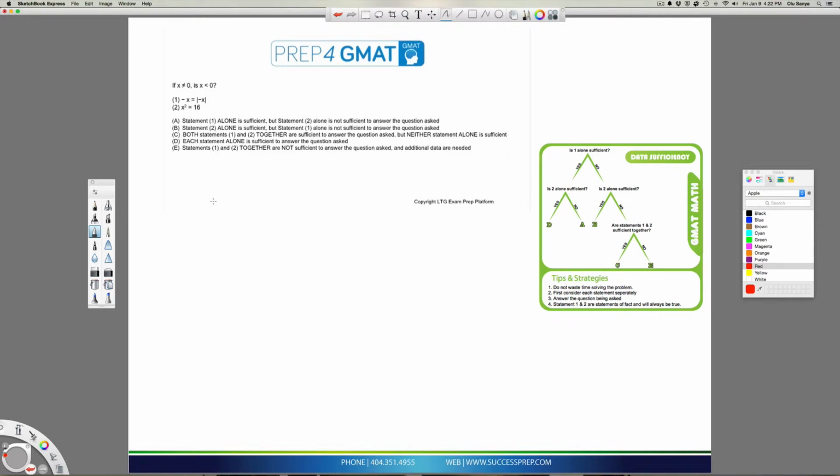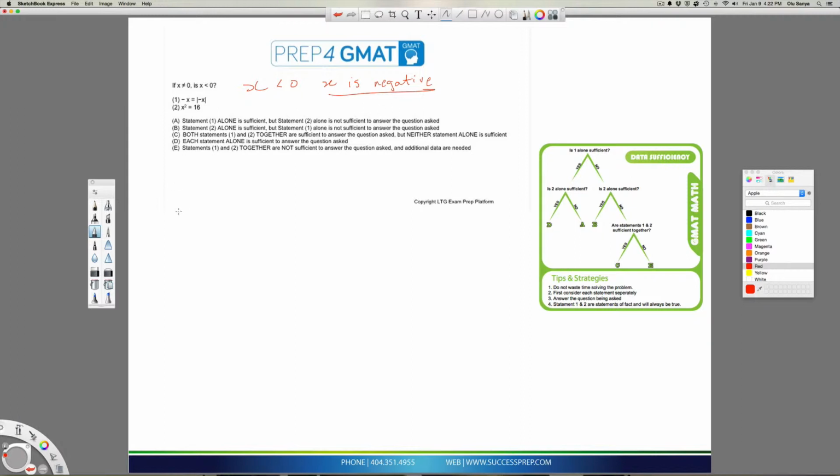Alright, for this GMAT question, we want to focus on what the question is really asking for. It says, if x is not 0, is x less than 0? In math, when it asks if something is less than 0, it's asking if x is negative. That's what the question is trying to get us to see. So it's asking us if x is negative.